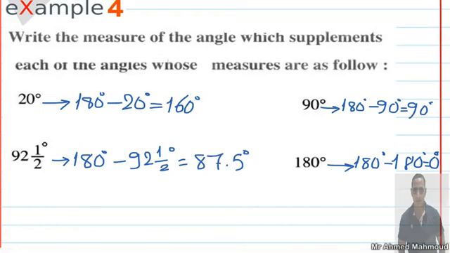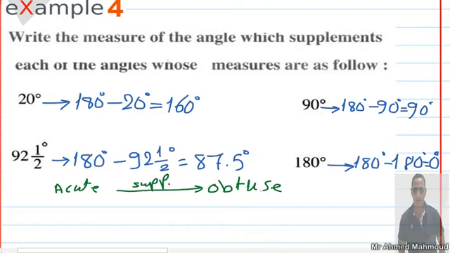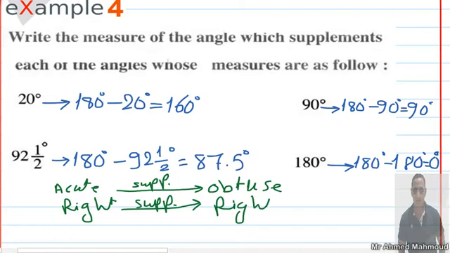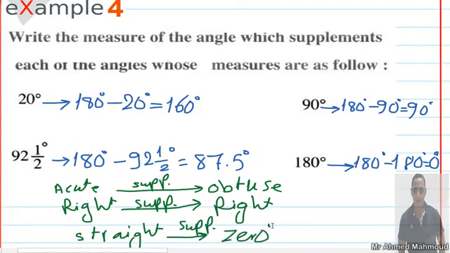Then we can say that if we have an acute angle, its supplement is an obtuse angle and vice versa. If we have a right angle, it is supplemented by a right angle and vice versa. If we have a straight angle, it is supplemented by a 0 angle and vice versa. Let's solve the next example.